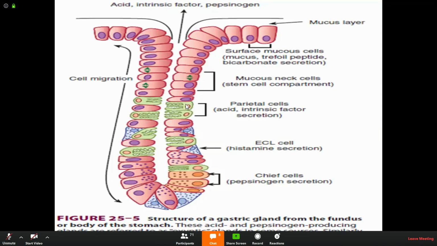Then there are the parietal cells, which secrete the intrinsic factor and hydrochloric acid. Then there are histamine cells, the enterochromaffin-like cells, which help in secretion of histamine. There are the chief cells, which help in secretion of pepsinogen and gastric lipase.